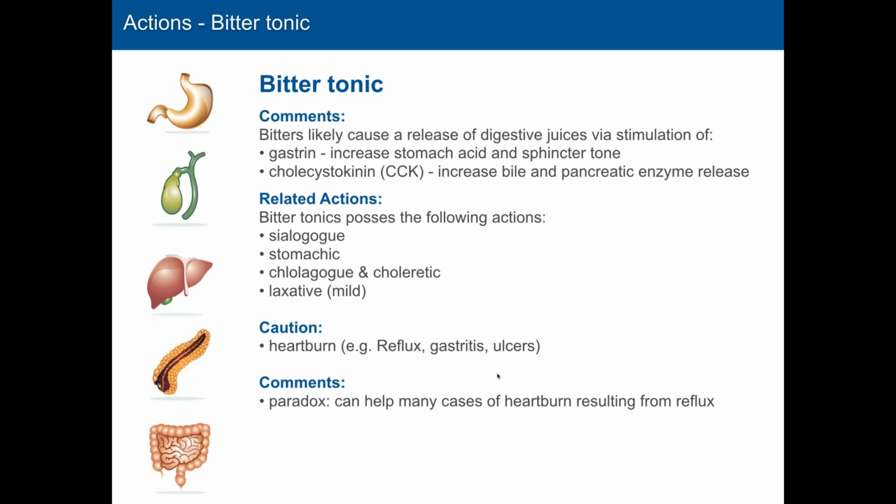But the reason why I'm emphasizing this is if you learn about a herb and it says it's a bitter tonic, then by deduction, you'll know it's going to be a sialagogue, stomachic, cholagogue, choleretic, and a mild laxative. But if you hear that a herb is a sialagogue or a stomachic, you can't necessarily go in reverse order and say, oh, it's going to be a bitter tonic too. It likely is, but it may not be, okay?